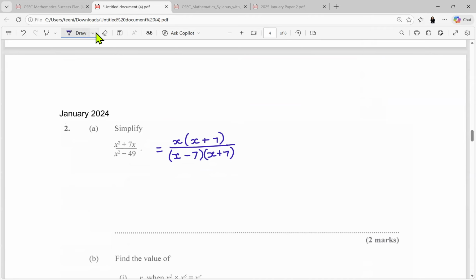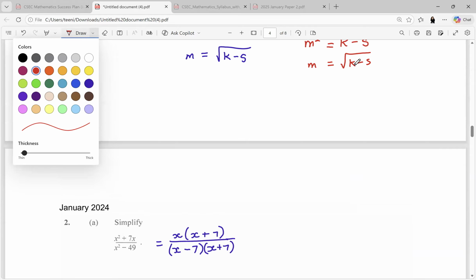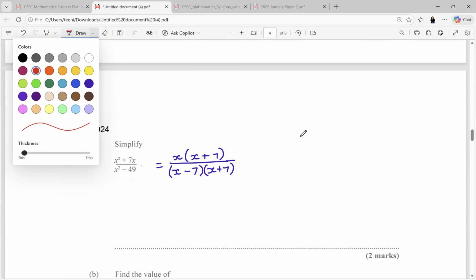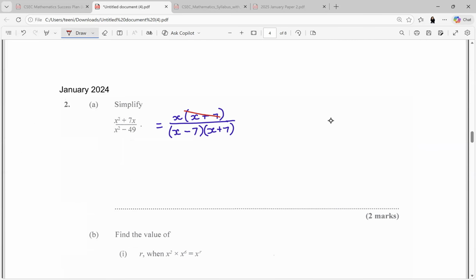Now what we do, just like in the previous one, is cancel the common factor above and below. So look, I have x plus 7 and x plus 7. That's the extent to which I could cancel. I cannot cancel this x and the x minus 7 below, because you have a minus there. I could cancel x plus 7 in its entirety because that's the full factor. So the full answer here will be x over x minus 7.